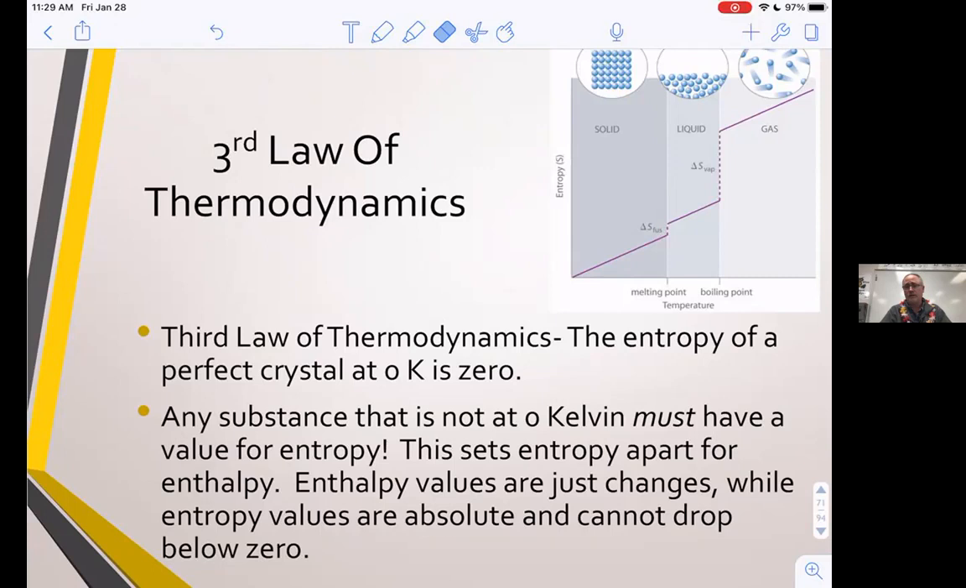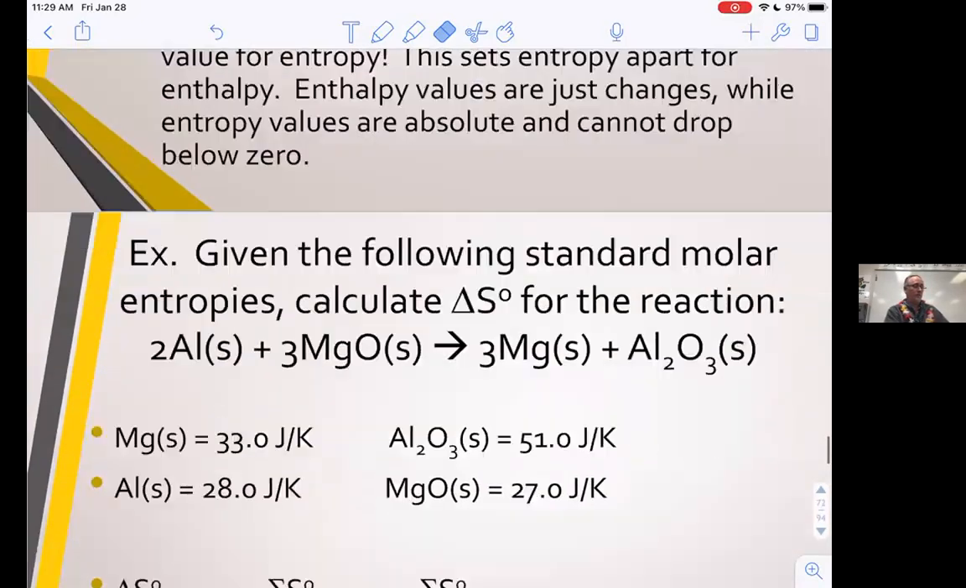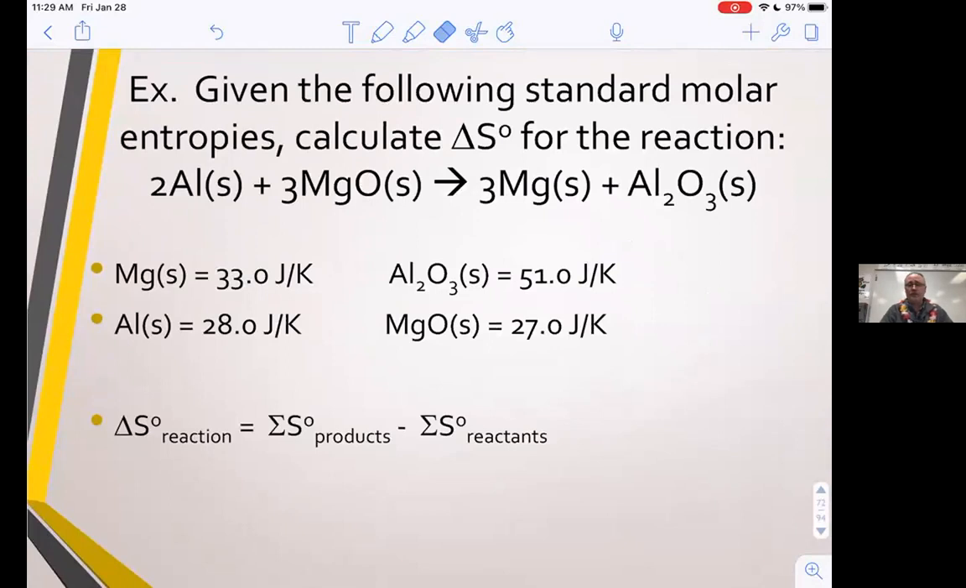It's the only time that you can have zero entropy, if you have absolutely no heat or energy associated with it. So any substance that's not at 0 K, anything positive, is going to have a value for entropy. Those values are actually very small. Entropy values are given in joules instead of kilojoules, which leads to some unit conversions, but they're actually quite small. So here's just a quick example.